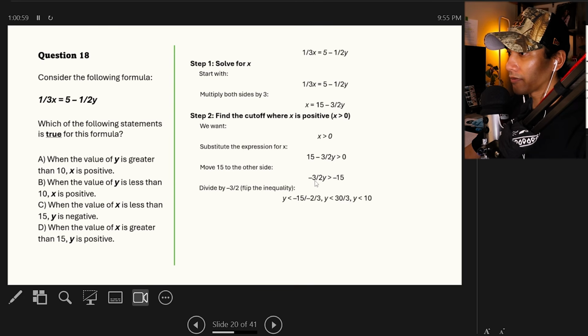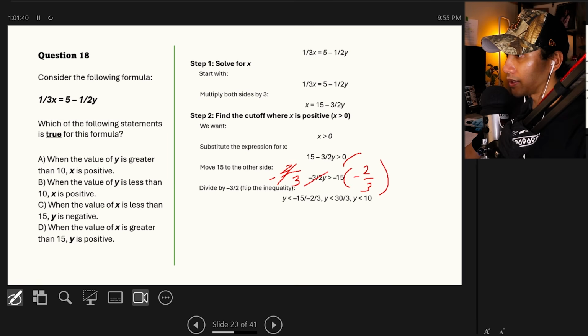Well, to get from here to here, you have to divide by a fraction. And anytime you divide by a fraction, you have to flip the inequality. So negative 3 over 2y is greater than -15. When you multiply, it'll be something like 2 over 3, to get rid of this. So now you're multiplying it on this side, and then you just distribute.